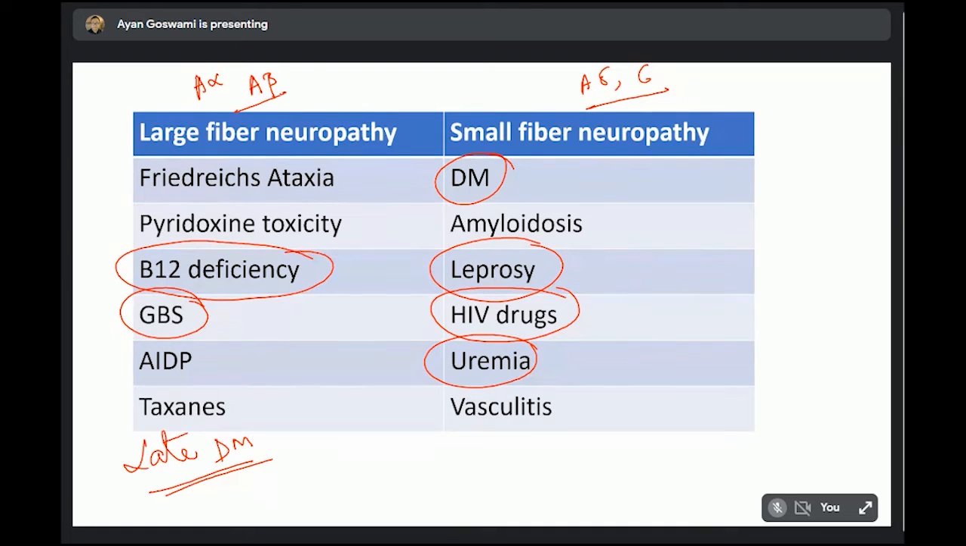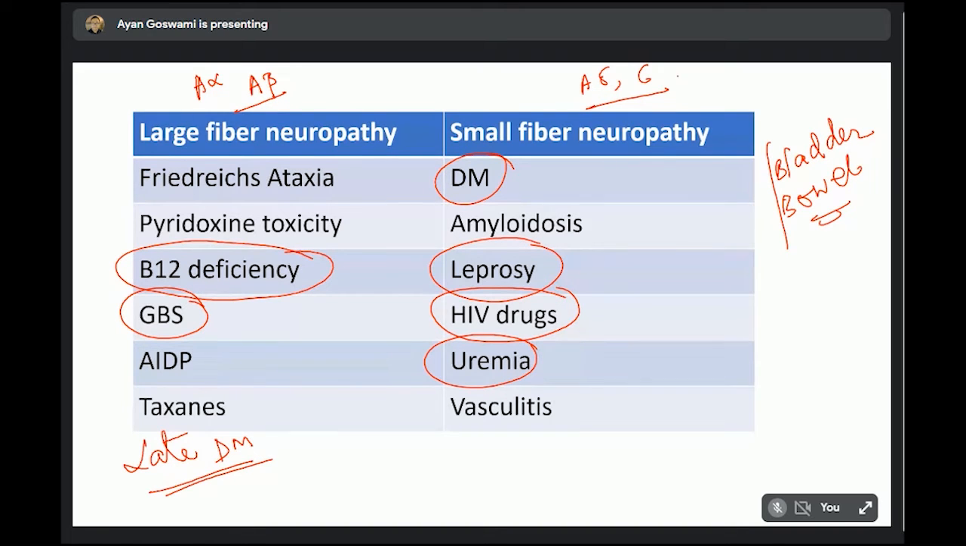So whether autonomic involvement will be there in diabetes or not? What are autonomic functions? Urination, defecation, sweating. These are all autonomic functions, controlled by the sympathetic and parasympathetic system. So your bladder control, that means urine control, bowel control. So whether autonomic function will be preserved in diabetes or will be gone in diabetes? Sir, it will be preserved.